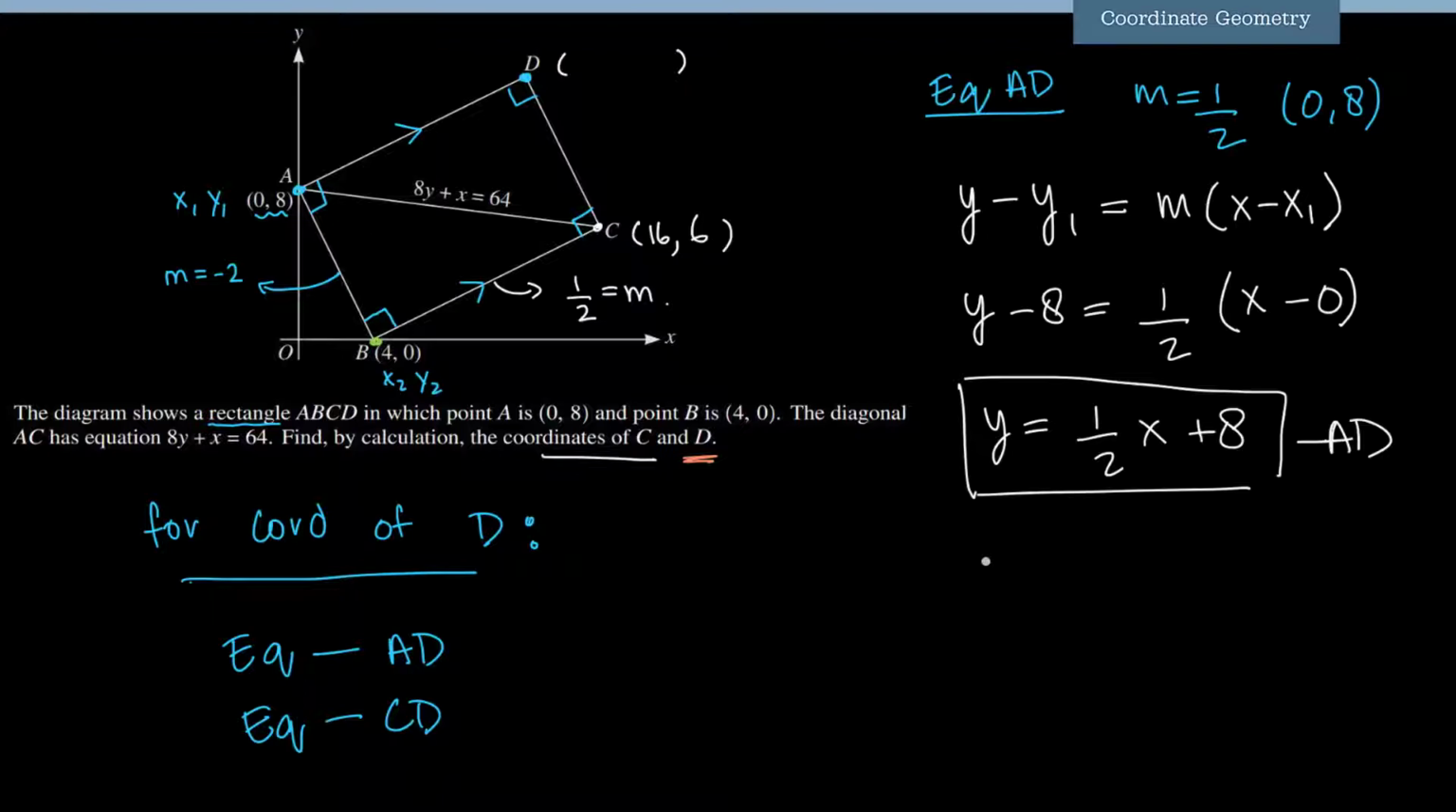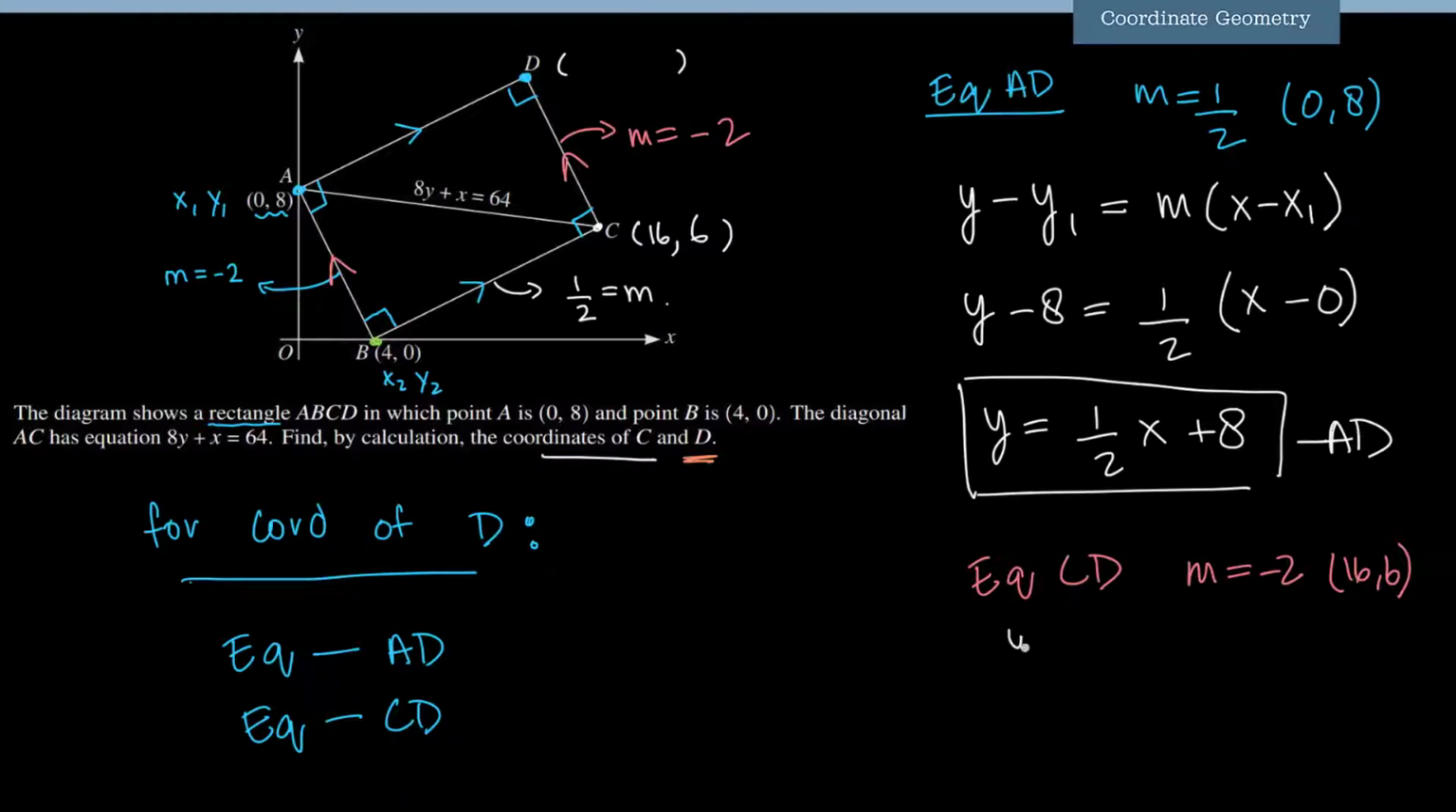Now let's find the equation of line CD. I know that these two lines are parallel to each other. This line has the gradient of -2, so this line is also going to have the gradient of -2. And I already know a point on this line, that is (16, 6). So now I can find the equation.